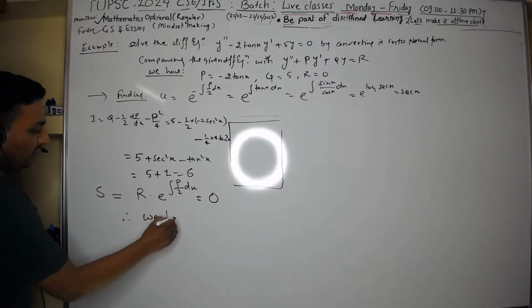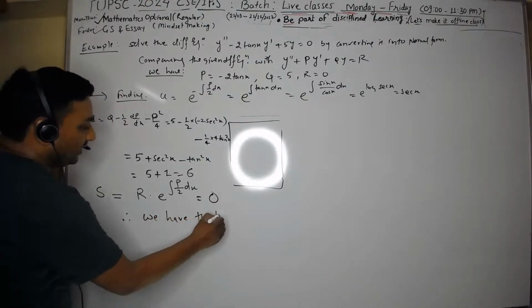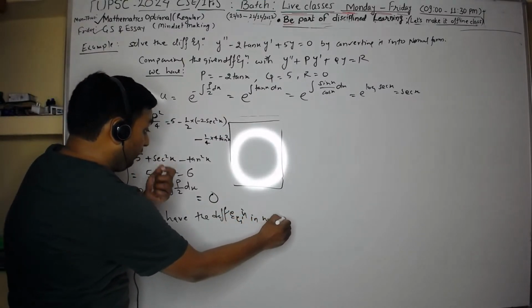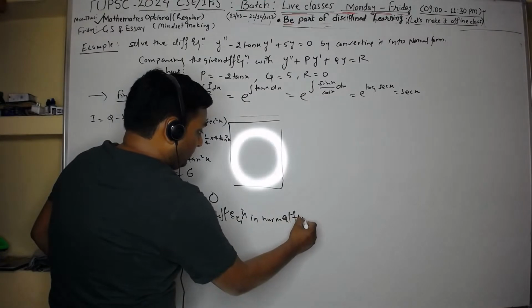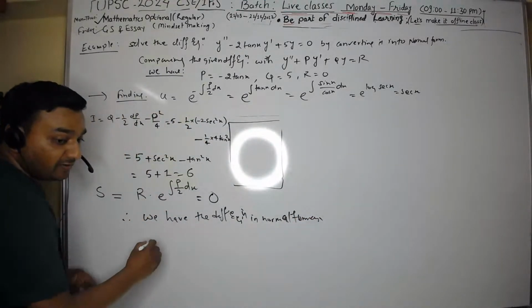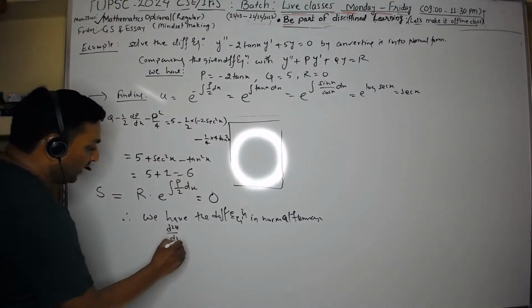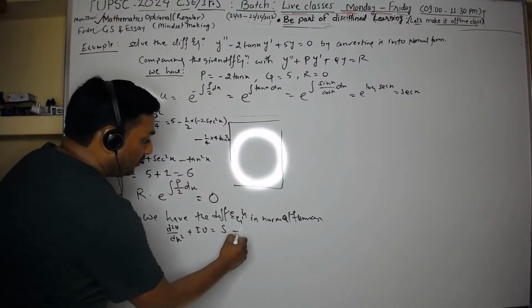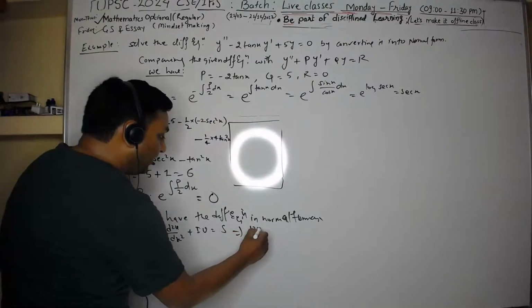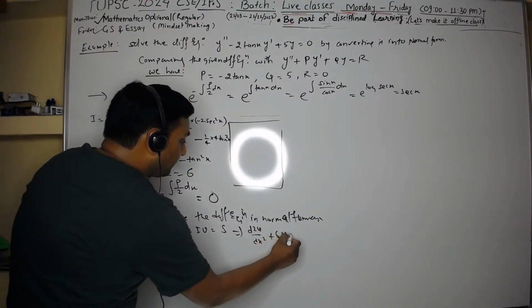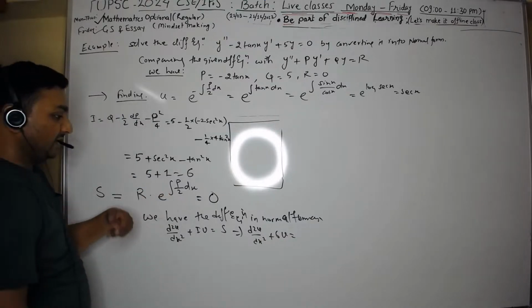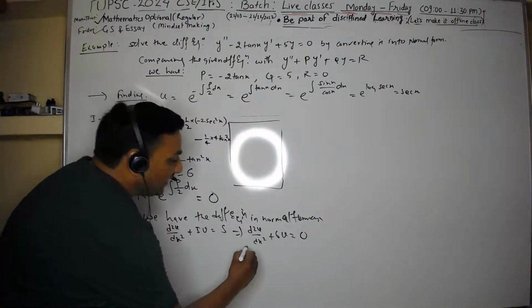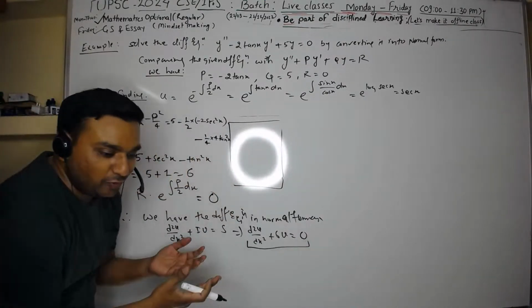So we have the differential equation in normal form as what? d2v over dx square plus Iv equals to S. What is the I ka value you got, my dear? 6, and that goes to 0. Is that clear or not? Now I don't know how to solve, right?